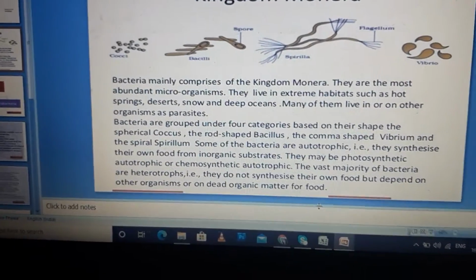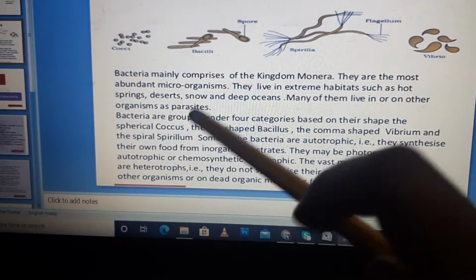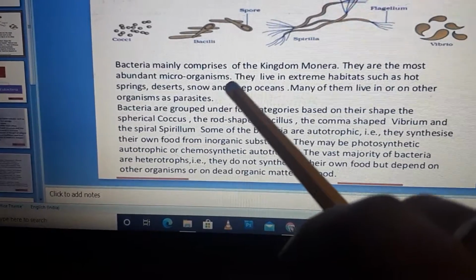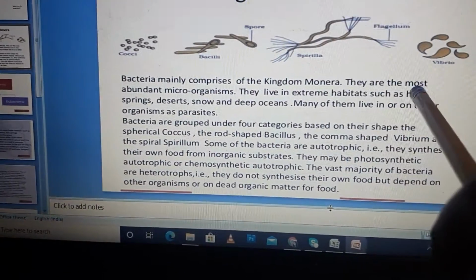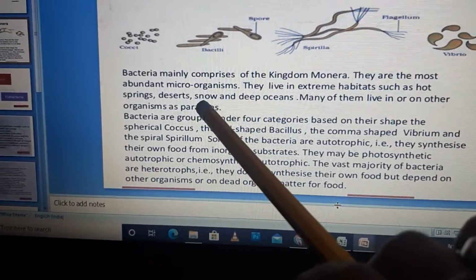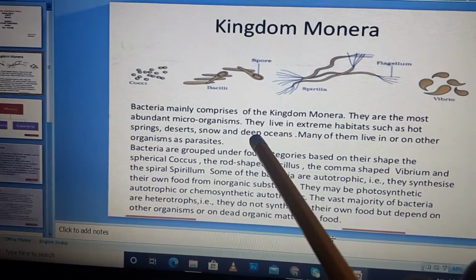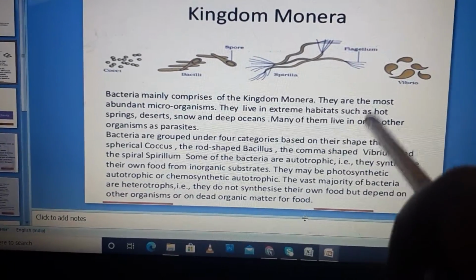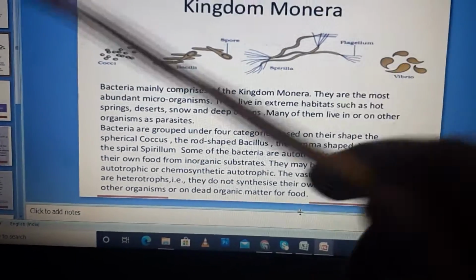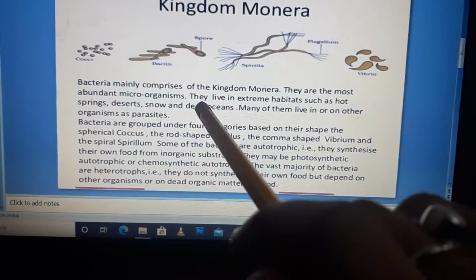Monera are the most abundant microorganisms present on our earth. They can live in extreme habitats; you can find Monera in hot springs, desert areas, snow, and even in the deep oceans. Many of them live in or on other organisms, like parasites.